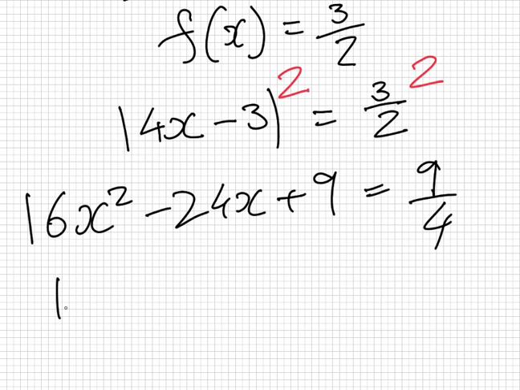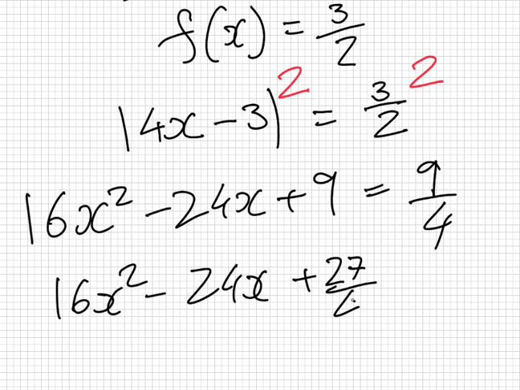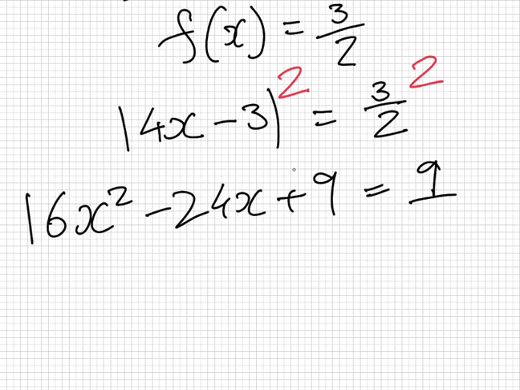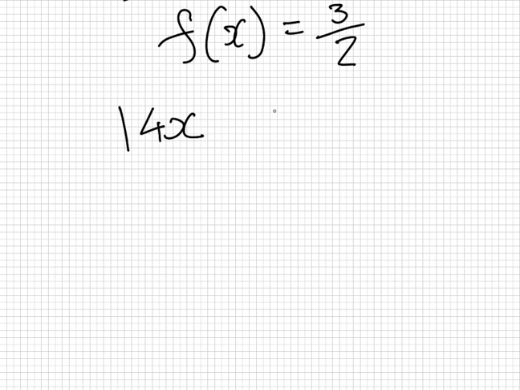So I got 16x squared minus 24x, 27 over 4, is that right? When I take this over here? What? That's wrong. It's not 4x minus 3. It's minus 5. So we never said anything. It's not minus 3. What is it? Minus 5 equals 3 over 2. Guys. Square and square.